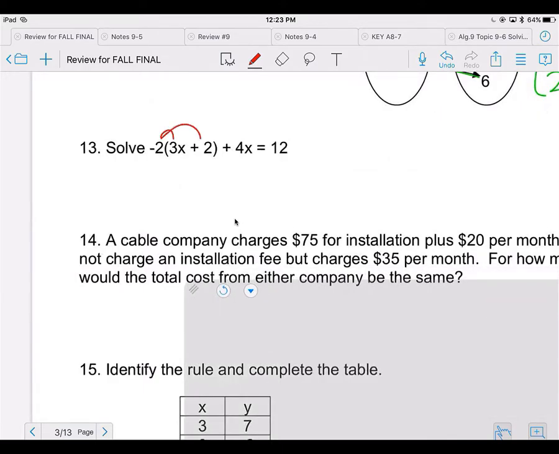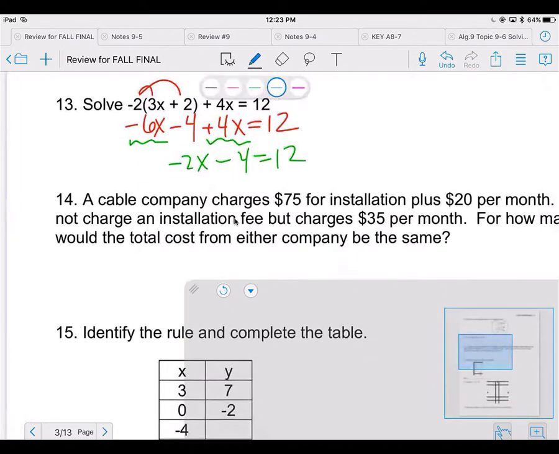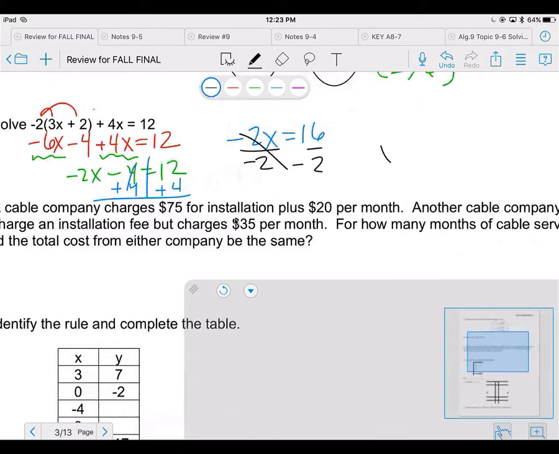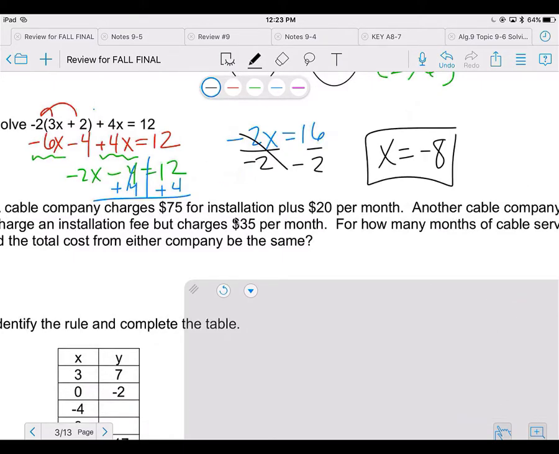13 asks us to solve. So -2 times 3x is -6x. -2 times 2 is -4. I haven't done anything with anything else, so I rewrite. Combine my like terms to get -2x minus 4 equals 12. Add 4 to both sides to get -2x equals 16. And divide both sides by -2 to get that x equals -8.